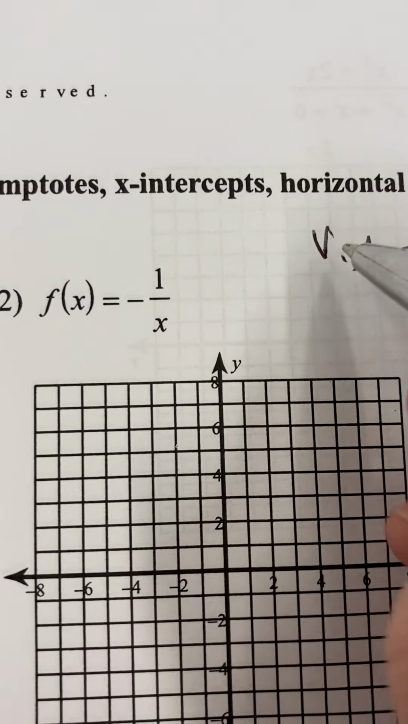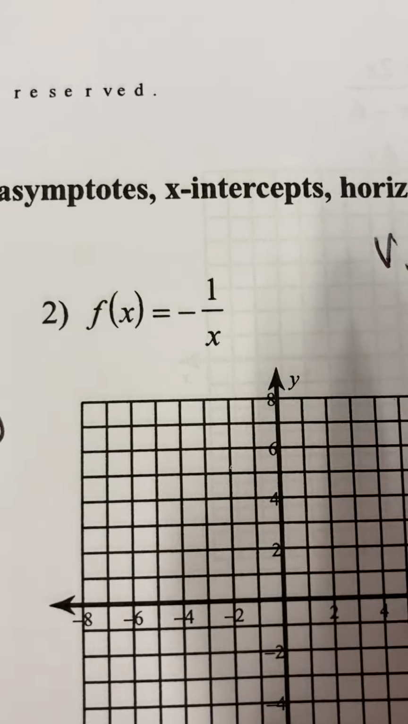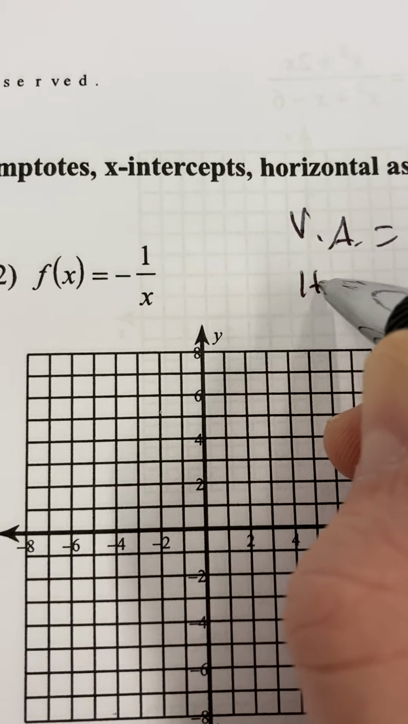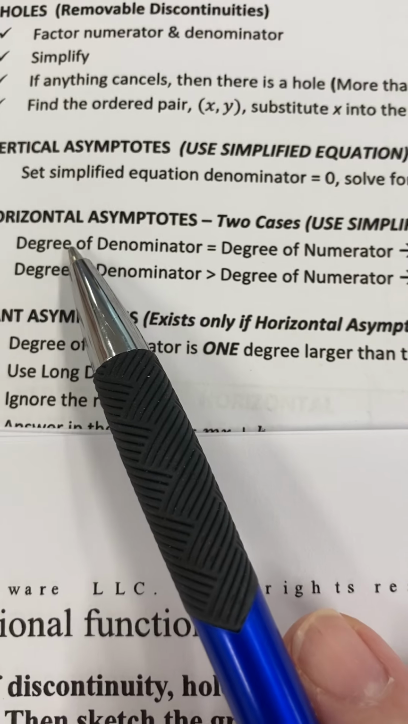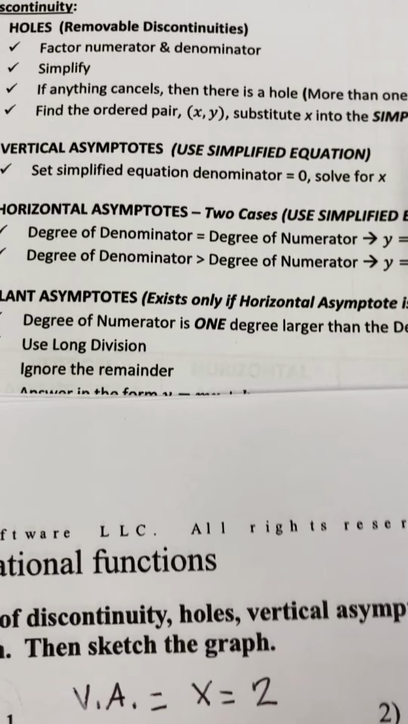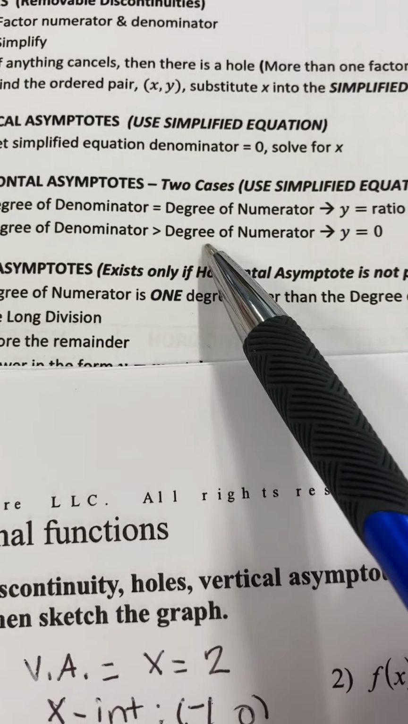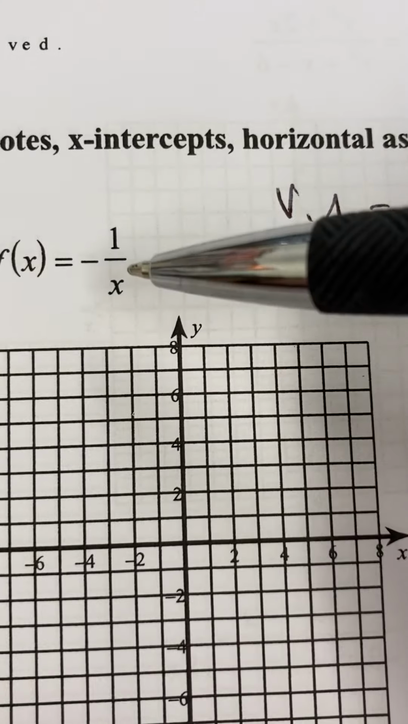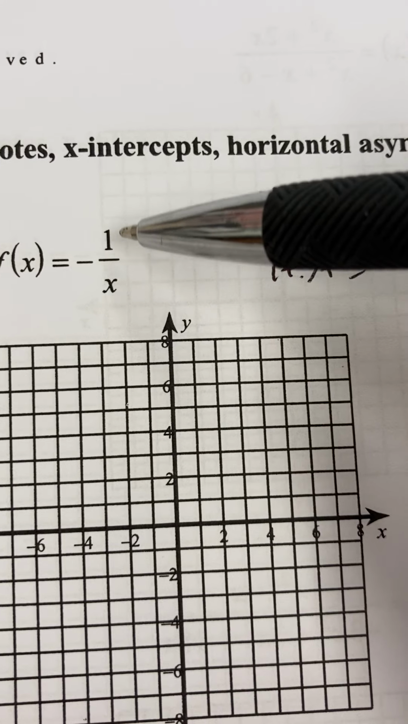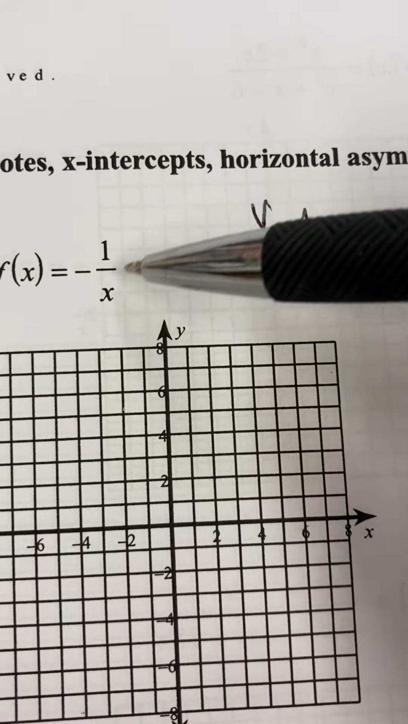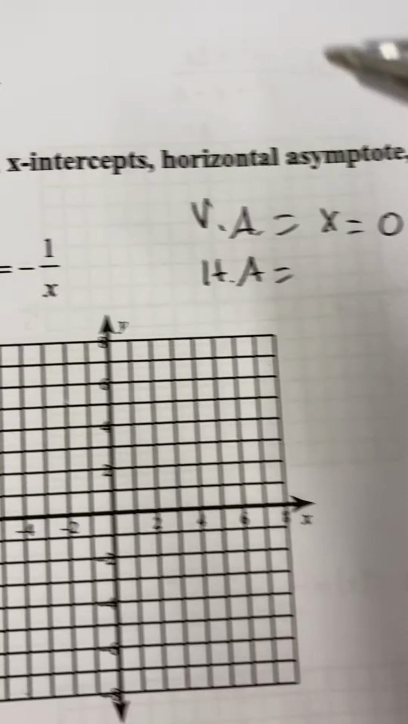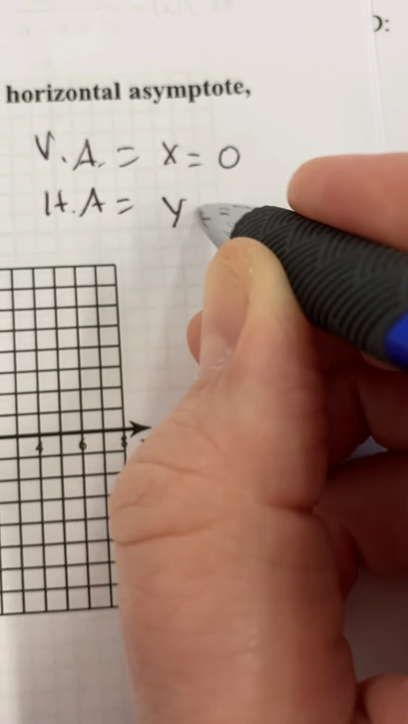All right, to get our horizontal asymptote, we come up here and it says when the degree of the denominator is greater, then it's y equals 0. Well, the degree here is a 1. There is a 0 here, so it's larger. I'm not adding or subtracting anything, so there's no shifting. So it's when y is equal to 0.